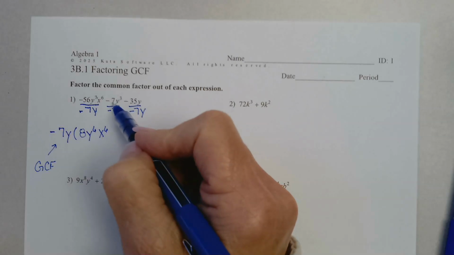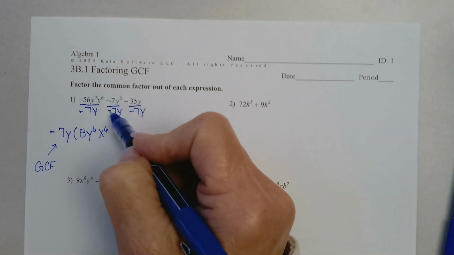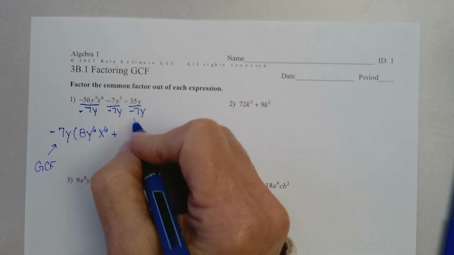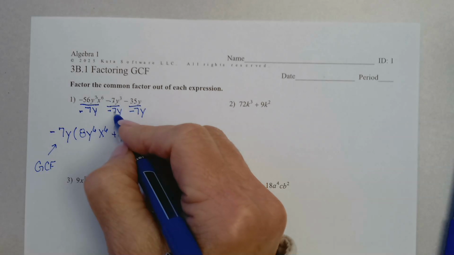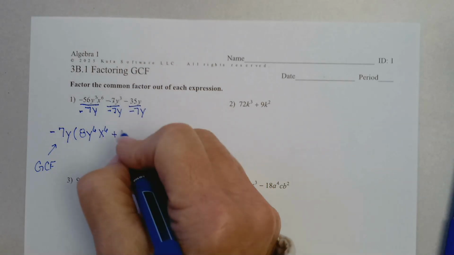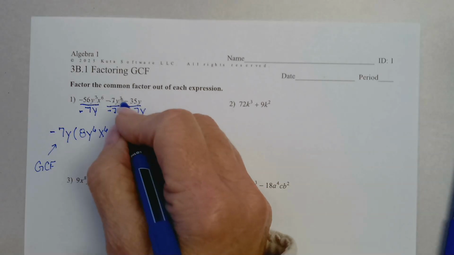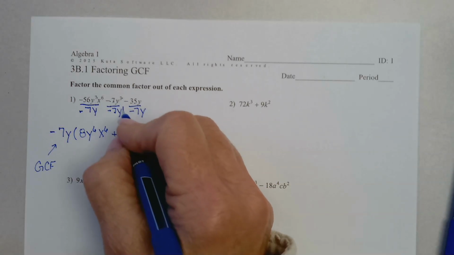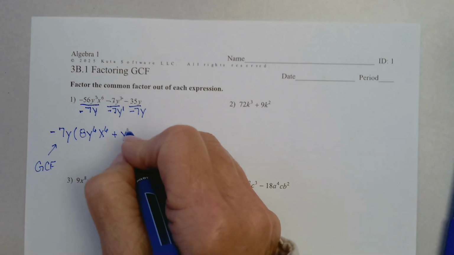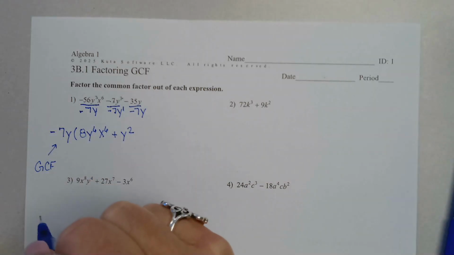The next term, negative divided by a negative is a positive. 7 divided by 7 is 1. Y to the 3rd divided by y, that's 3 minus 1 is y to the 2nd. So that's our second term.